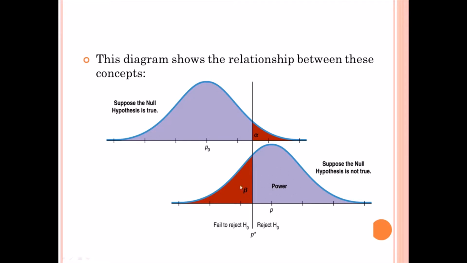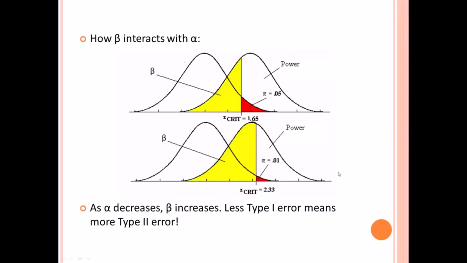All right, so if this red area gets smaller, then this blue area gets bigger. So that's the geometry behind it. All right, here they are together, how beta interacts with alpha. As alpha decreases, beta increases. Okay, so let's just say this is the world you think you're in. This is the world that you're actually in, right? This is based on some alternative.